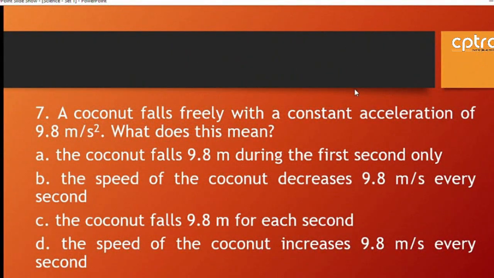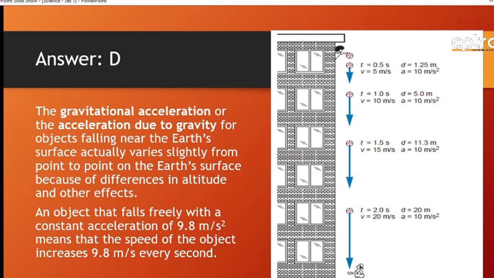Number seven, a coconut falls freely with a constant acceleration of 9.8 meters per second squared. What does this mean? The answer is letter D. The gravitational acceleration or the acceleration due to gravity for objects falling near the Earth's surface actually varies slightly from point to point on the Earth's surface because of differences in altitude and other effects. An object that falls freely with a constant acceleration of 9.8 meters per second squared means that the speed of the object increases 9.8 meters per second every second.